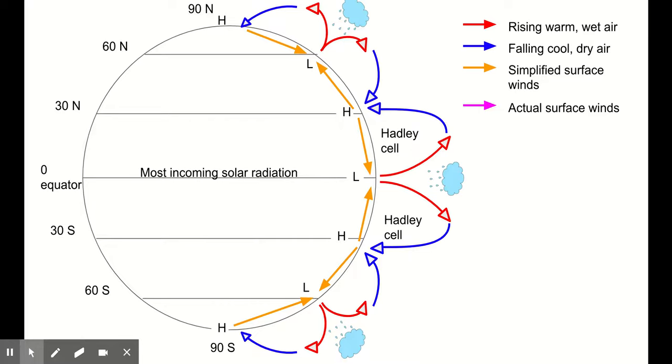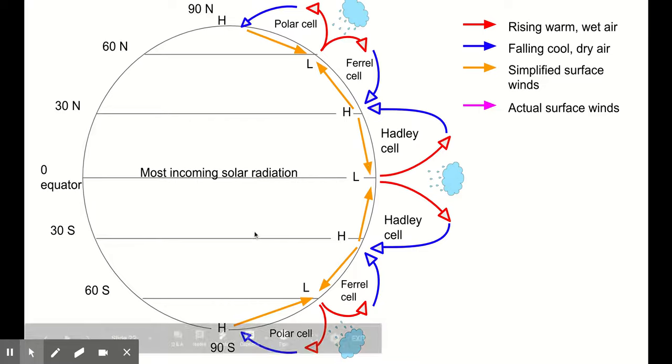The other two have names as well. Our two middle circulation cells, these are called Ferrel cells. And our two polar cells are called polar cells. They weren't named after a person. So think about what this means. This means that most of the air between 30 and 60 North just kind of stays there. It's just constantly circulating in this little bubble.